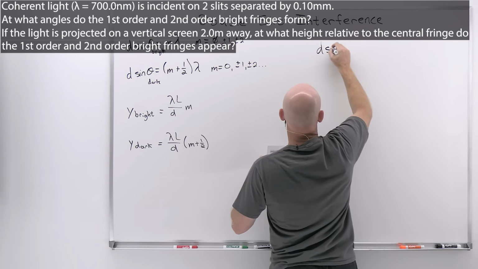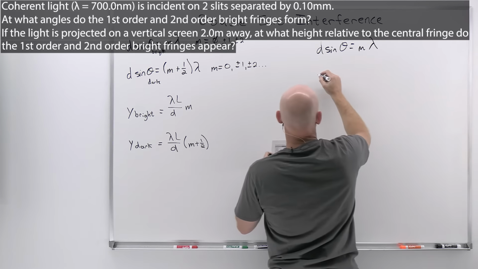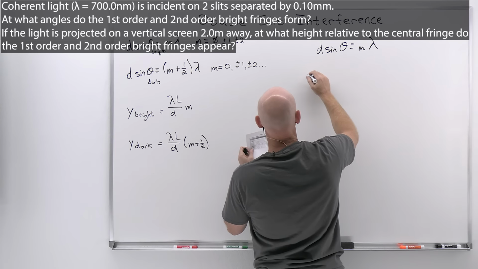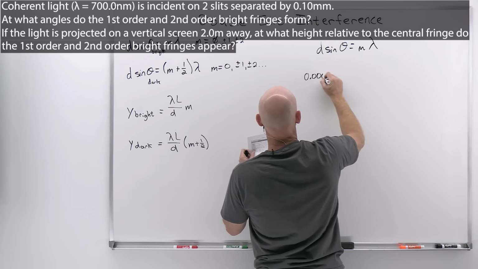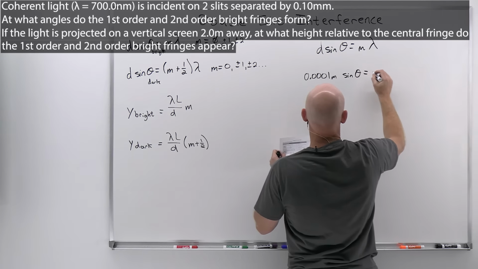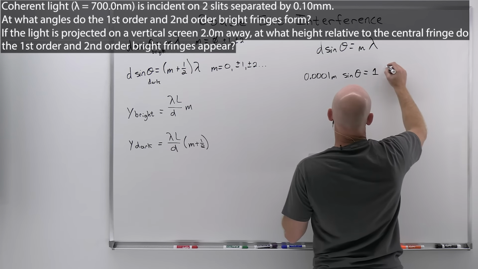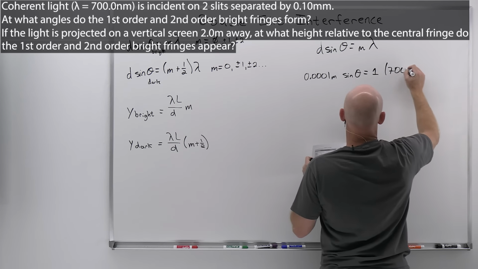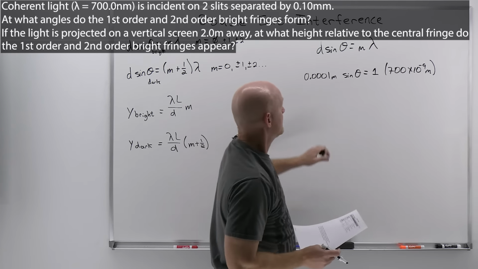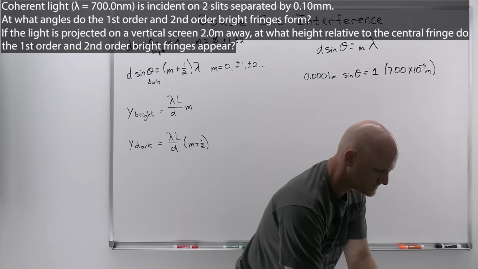So d sine theta equals m lambda. In this case, d was given as 0.1 millimeters. We've got to put that in meters, which is 0.0001 meters, times sine theta. And again, we want the first order bright fringe, where m equals 1. And lambda here was given as 700 nanometers, which would be 700 times 10 to the negative 9 meters. So we'll divide through by 0.0001 and then take the inverse sine.